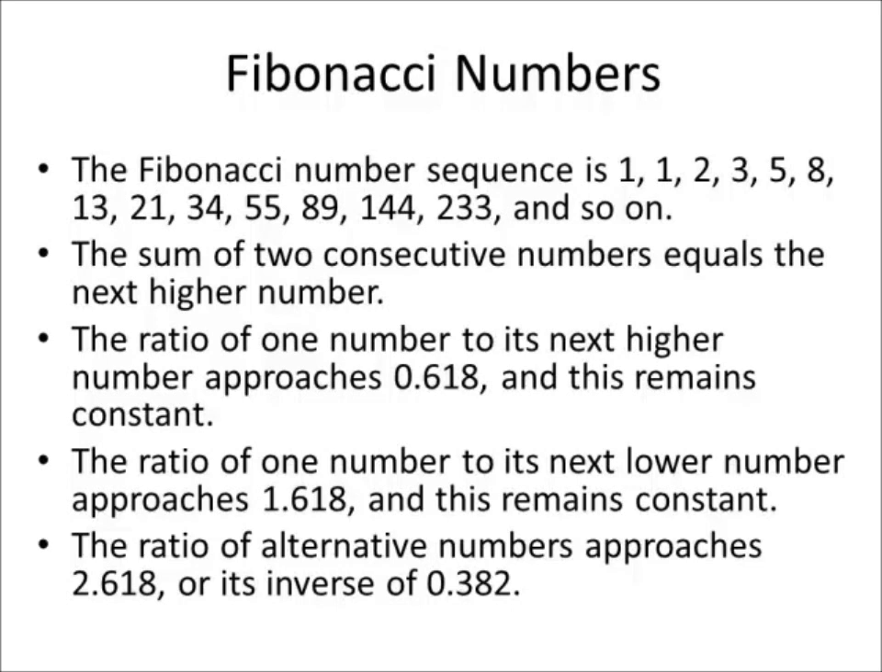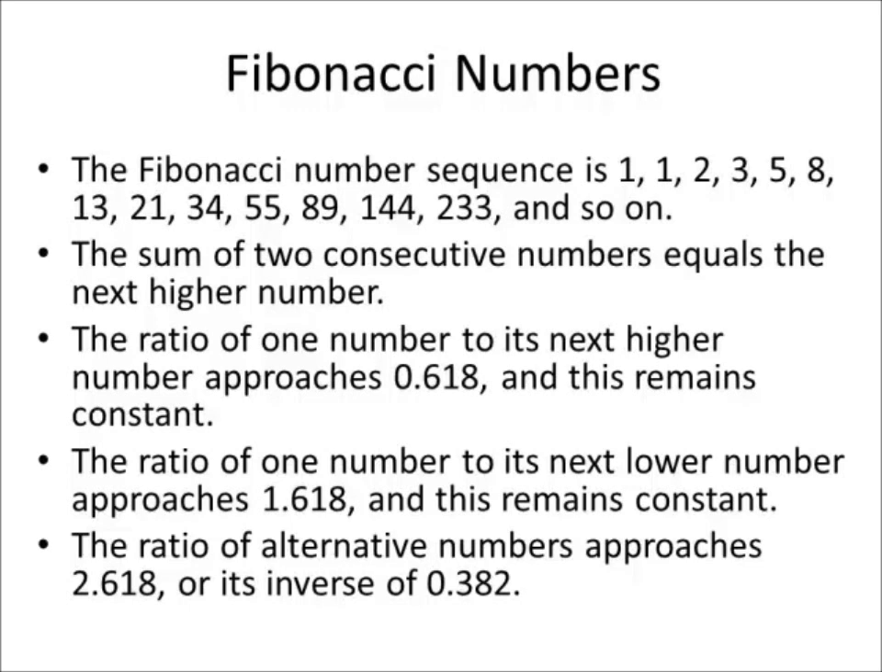So what is special about this sequence? Well, what is special is what is known as the Fibonacci ratio. So the ratio of one number to its next highest number approaches 0.618. So if we take any two numbers in the sequence, the ratio of the lower number to the higher one will be 0.618. Now, at the start of the sequence, it won't be exactly that, but as we go through the sequence, it will approach that number, and within a few numbers, it will pretty much be at 0.618 throughout.